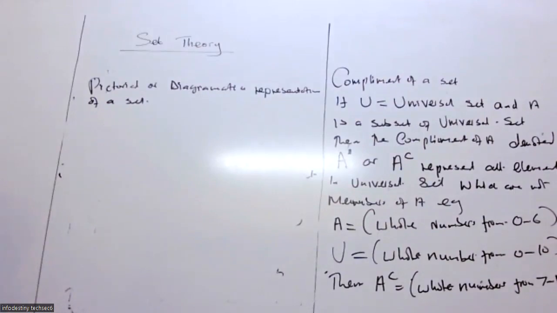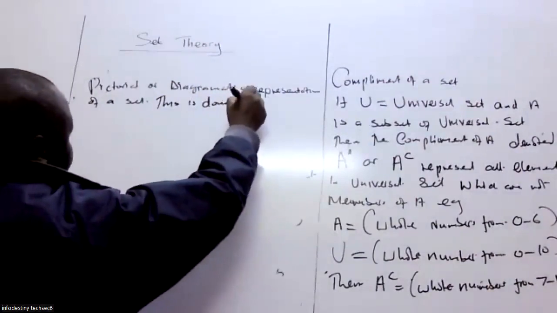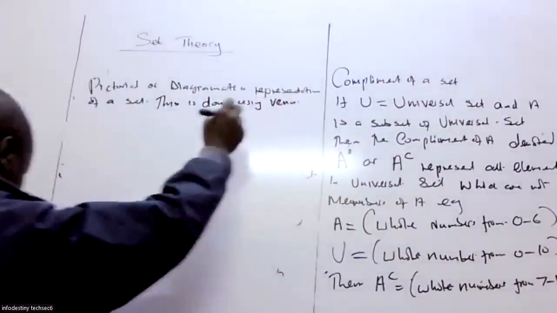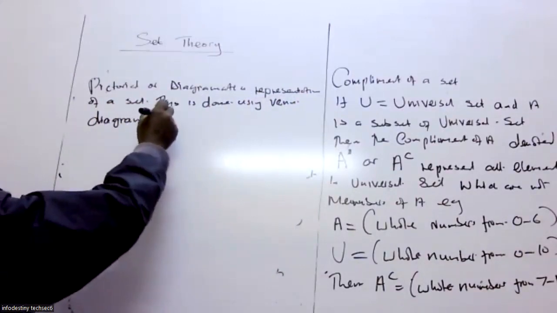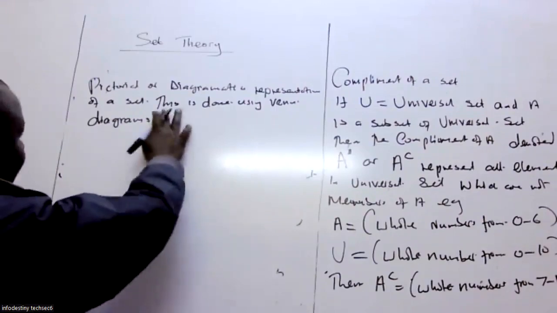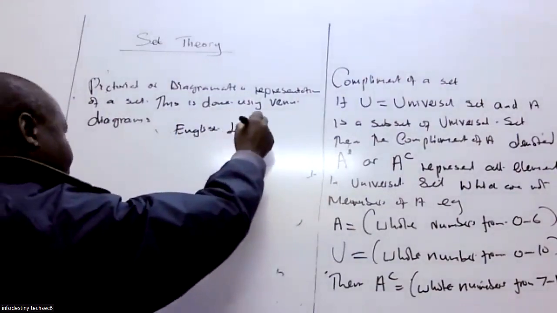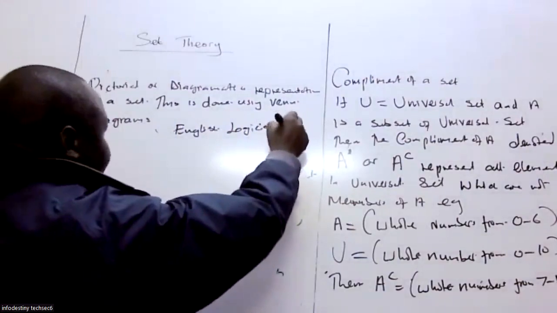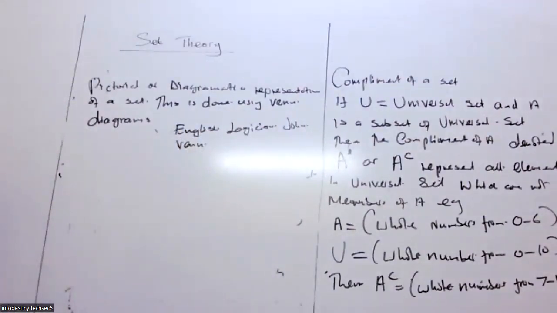Now you continue by saying, this is done using a Venn diagram, named after the 18th century English logician known as John Venn. He is the person who developed this particular diagram.